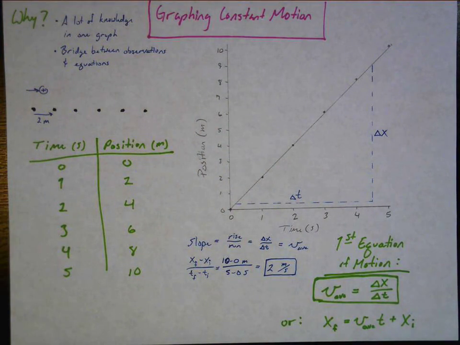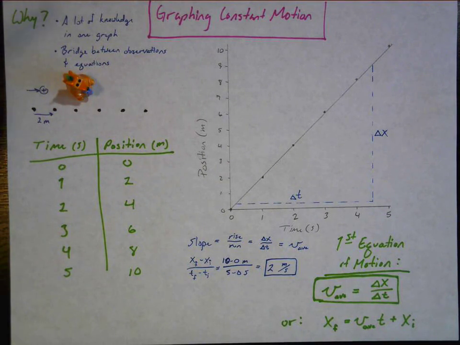In this video, we're going to apply the skills from the previous video about graphing to constant motion, an object moving at a constant velocity. So remember Mrs. Kangaroo and Junior. We'll get to her and her situation in a moment.